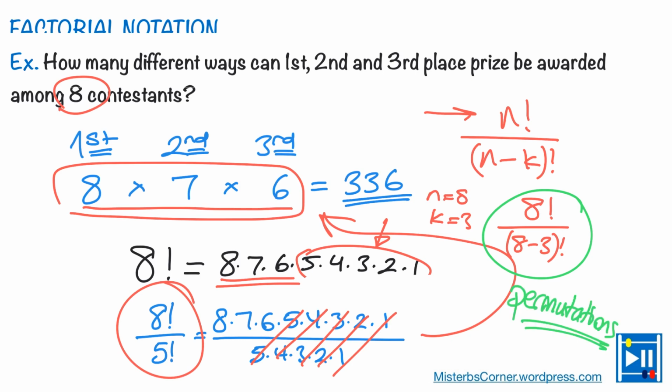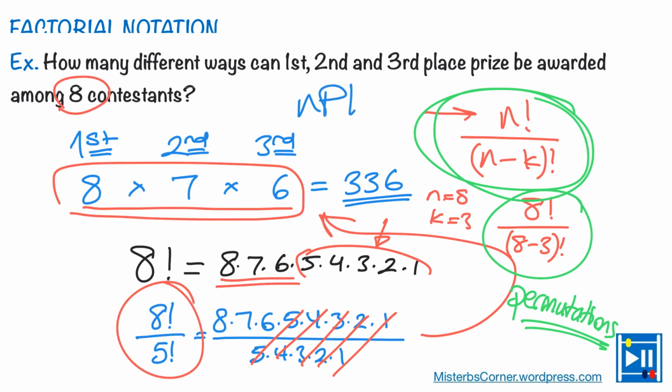So if you want to calculate k number of ordered groups among n objects, then we are calculating permutations, and this is the formula. So we denote this as n permutation k. You can see this in your calculator as well.